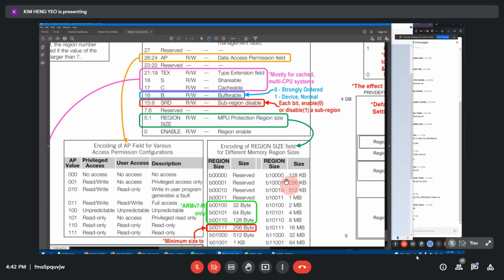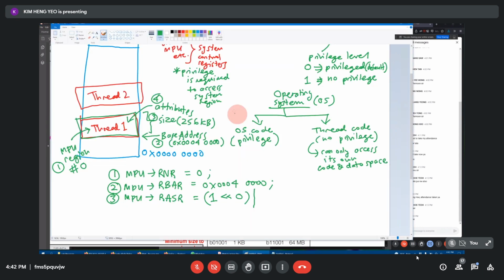Okay, what's this value in decimal? This is a binary value, 2 power 0 plus 2 power 4, which is 1 plus 16. So this is 17. So I need to put 17 left shift by 1, because the size field starts at bit 1.